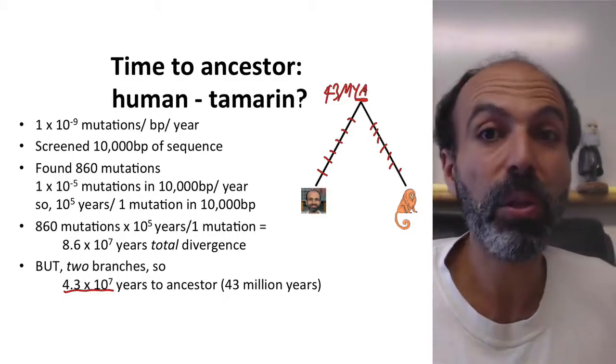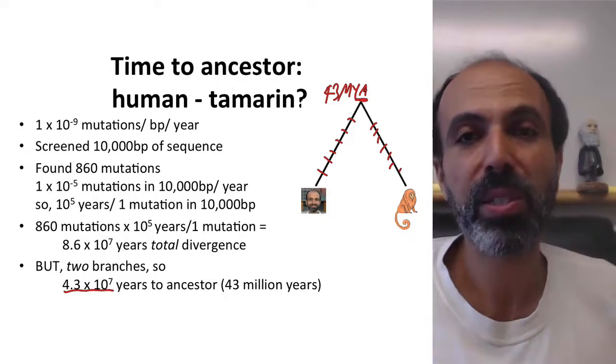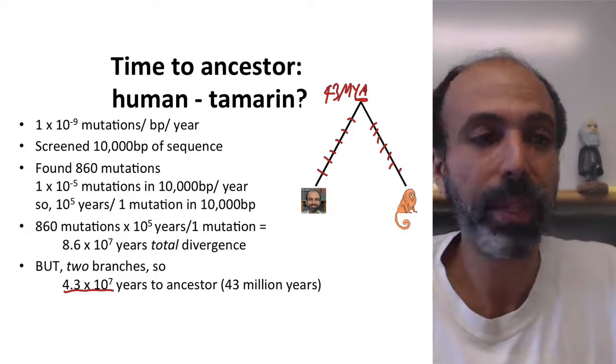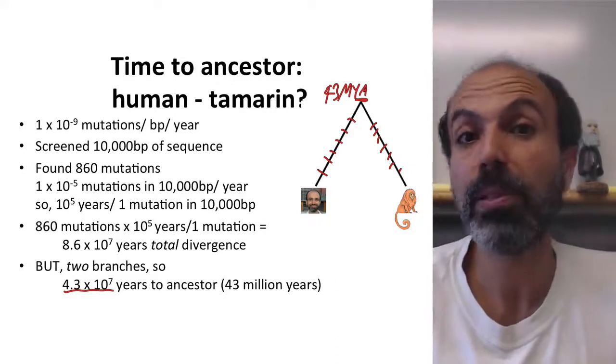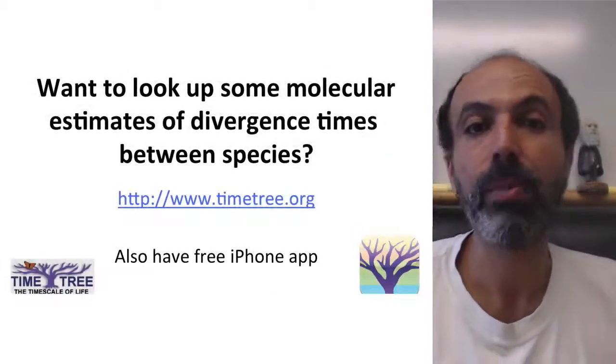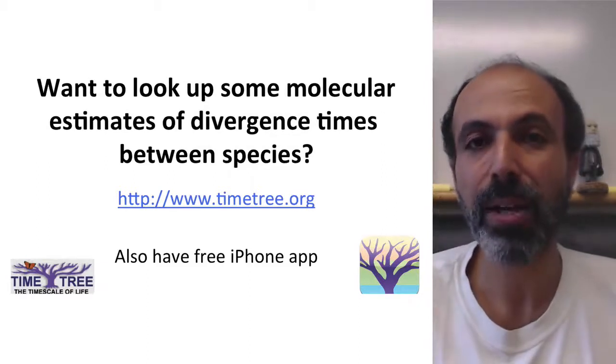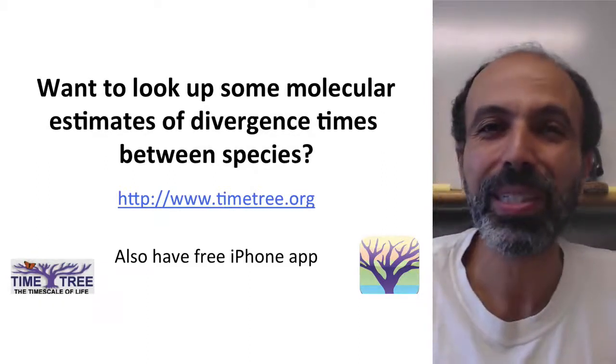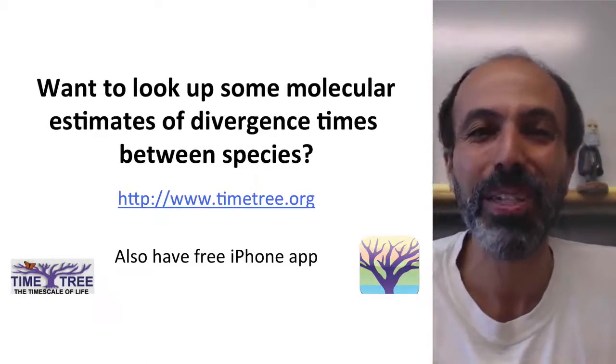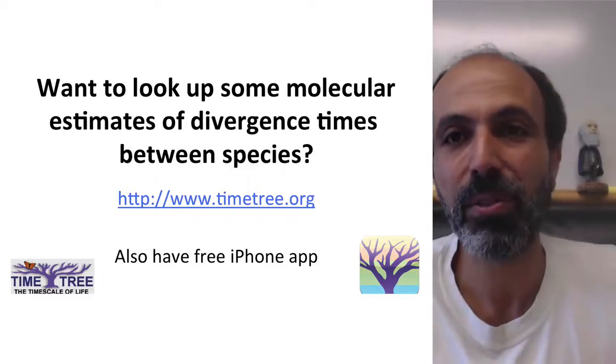Now, several people have told me they're very interested in these divergence time estimates and calculating them from molecular data. If you're interested in looking up some published divergence time estimates, I refer you to this website, timetree.org. They also have a free iPhone app where you can just type in your favorite 2 species and see what the estimated divergence time is between them. So take a look at that when you have a chance.